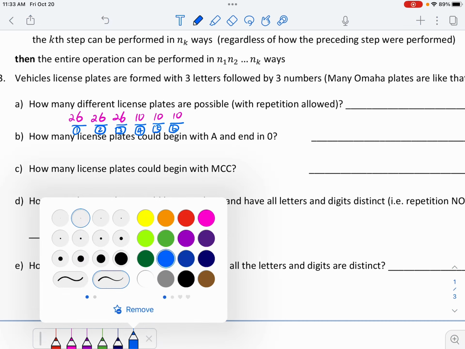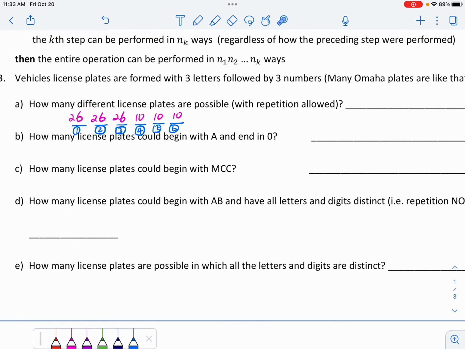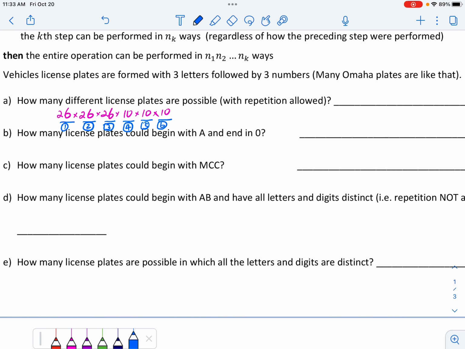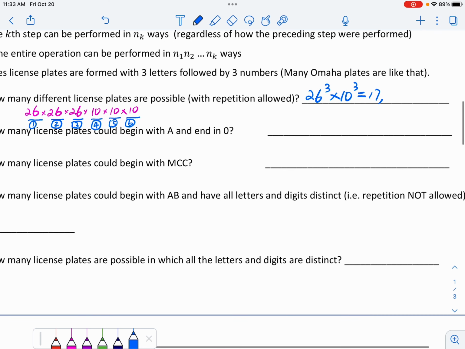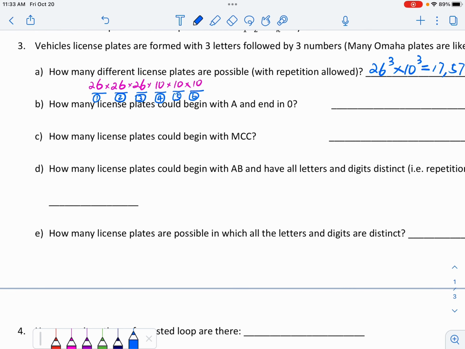So now, according to the multiplication rule, step 1 has 26 ways, step 2 is 26 ways, and so on and so forth. We just need to multiply. That's how many possible ways we can form a license plate. So we simply multiply them together. As a result, this is going to be 26 cubed times 10 cubed, which turns out to be 17,576,000 possible plates. Right?